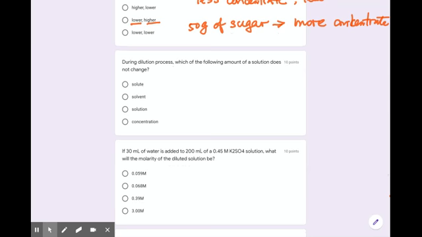Okay, during the dilution process, which of the following amounts of solution does not change? What does not change during dilution? Always the solute does not change. Okay? What changes? Solvent, solution, and concentration all change.